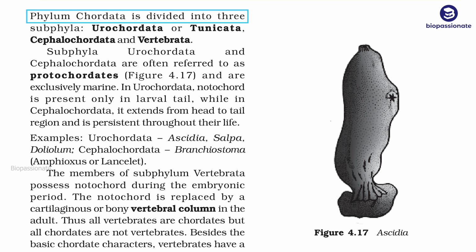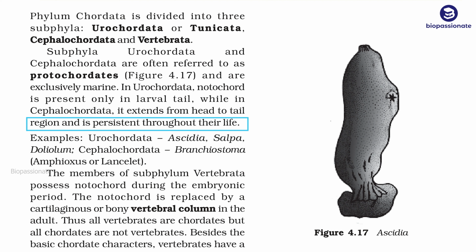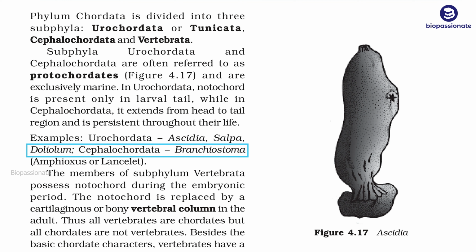Phylum Chordata is divided into three subphyla: Urochordata, or Tunicata, Cephalochordata, and Vertebrata. Subphyla Urochordata and Cephalochordata are often referred to as protochordates, figure 4.17, and are exclusively marine. In Urochordata, notochord is present only in larval tail, while in Cephalochordata, it extends from head to tail region and is persistent throughout their life. Examples: Urochordata, Ascidia, Salpa, Doliolum. Cephalochordata, Branchiostoma, Amphioxus, or Lancelet.